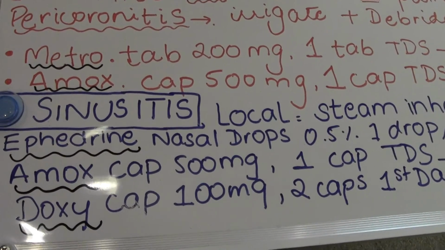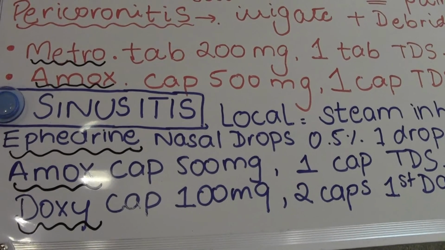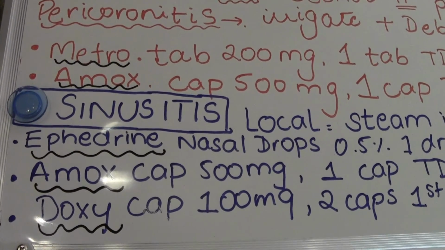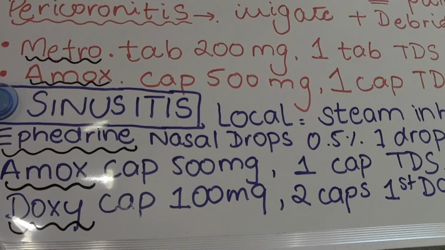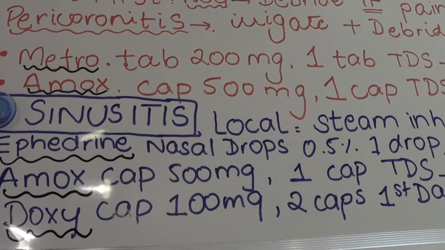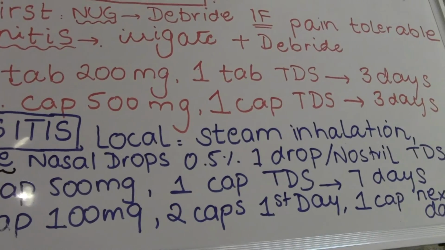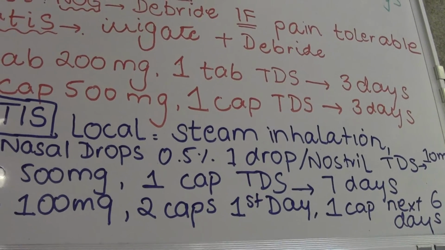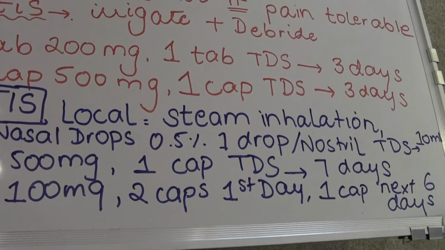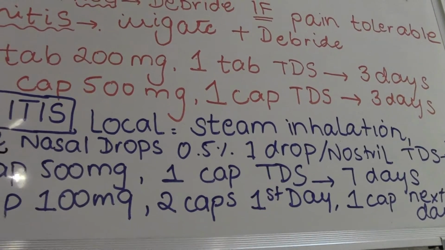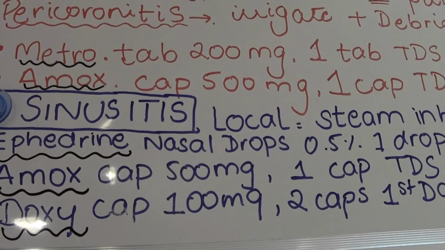Now, if for example the patient is allergic to penicillins, we're going to prescribe doxycycline. Doxycycline capsule can be given as 100 milligrams. So the way that this is given is a bit different. We just give 2 capsules on the first day, and then the second day, 3rd day, 4th day, 5th day, and 6th day, it's given as 1 capsule. So this is also done over 7 days. It's just that the first day it's 2 capsules, the next 6 days is 1 capsule each. Remember that we can't give doxycycline in pregnant women. We can give amoxicillin, just not doxycycline.